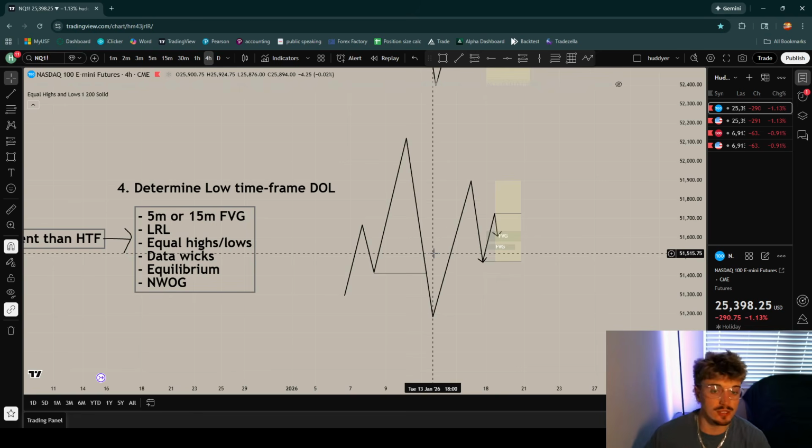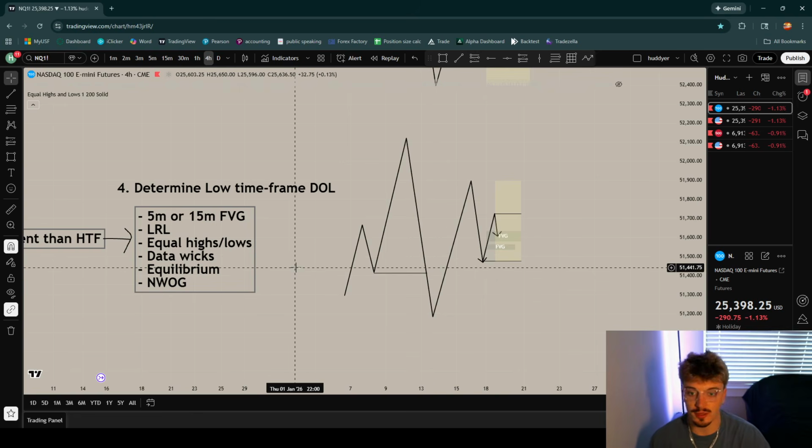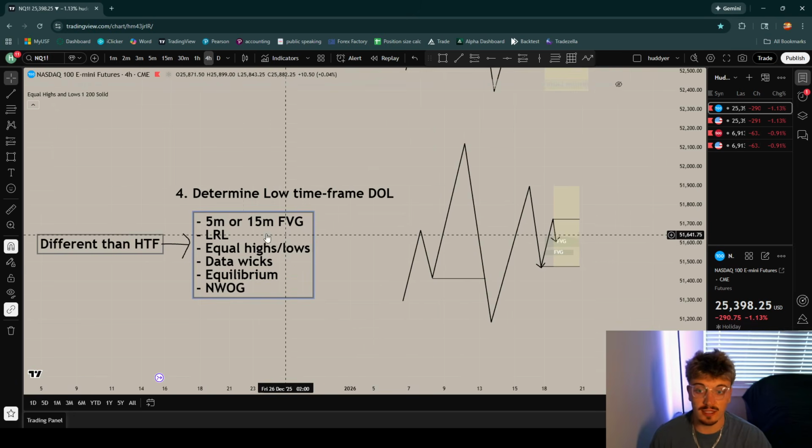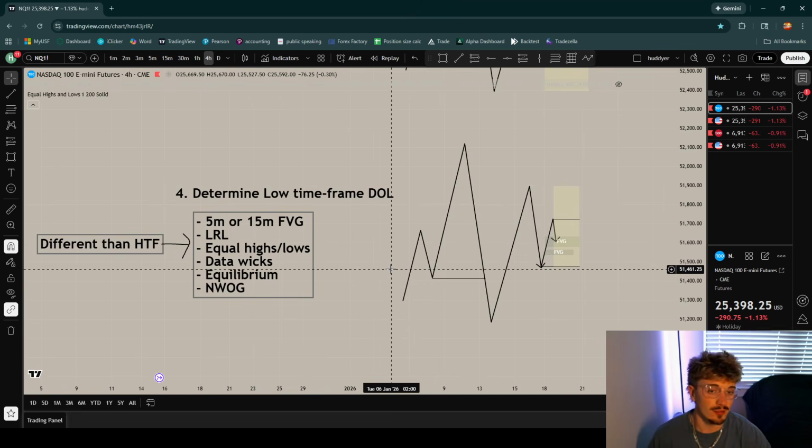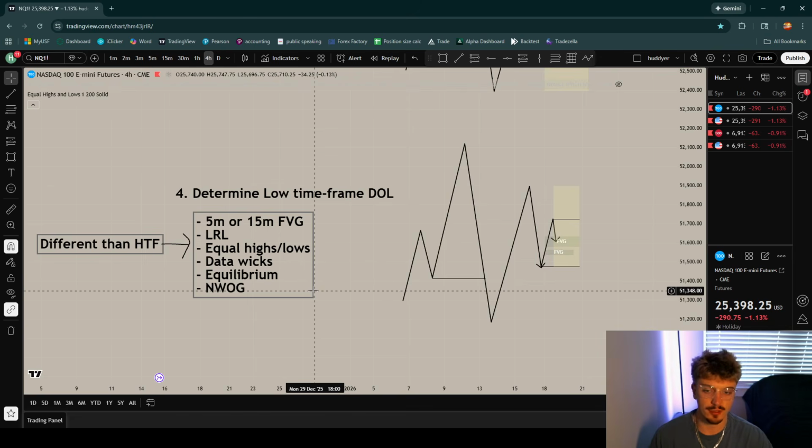Now we want to see a low time frame DOL, and this can come in a couple different things. Once again, we can target a 5 or a 15-minute fair value gap. As you saw with the higher time frames, those draws on liquidity can be fair value gaps. We could target a 4-hour or a 1-hour fair value gap. And that's mostly where it's the same. Everything else in the lower time frame is essentially different though, okay?